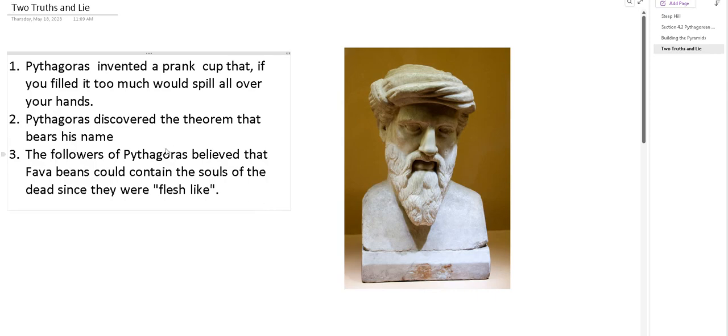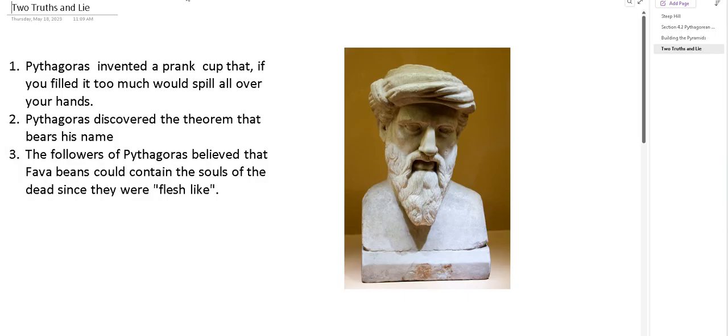First one, Pythagoras invented a prank cup that if you filled it too much, it would spill all over your hands. Secondly, Pythagoras discovered the theorem that bears his name. Third, the followers of Pythagoras believed that fava beans could contain the souls of the dead since they were flesh-like. Honestly, I would not be surprised. Yeah, so 2 truths and a lie.